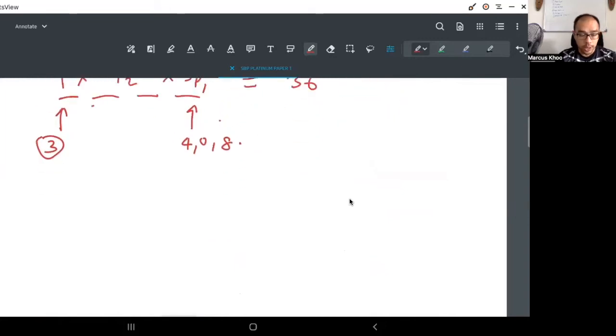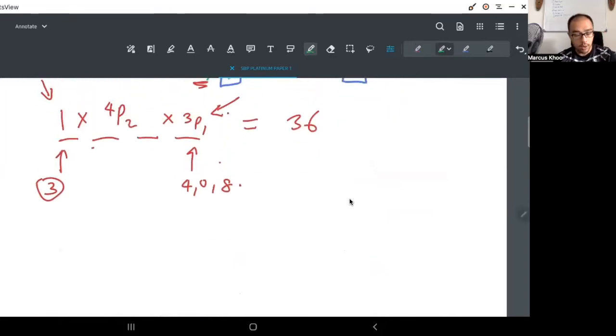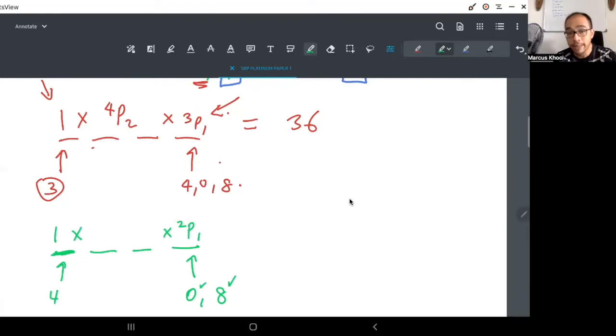Situation number 2 is if the tempat di depan adalah 4. But then if the nombor di depan adalah 4, yang di belakang hanya 0 dan 8 saja boleh masuk. You cannot put the 4 in already because the 4 sudah letak di depan. So this will be 1 times 2P1. Kenapa 2? Because hanya 0 dan 8 saja boleh masuk di sini dan hanya ada satu tempat.